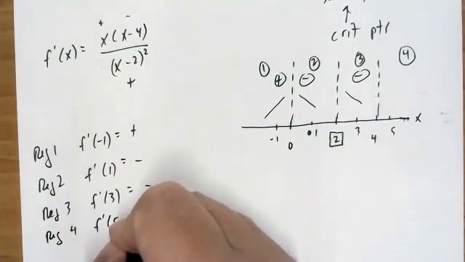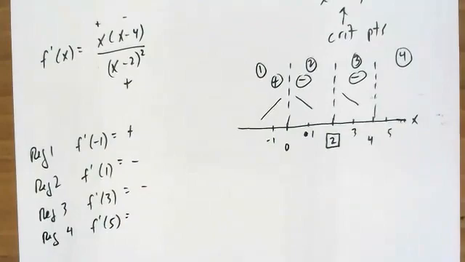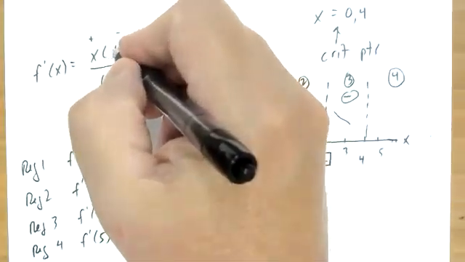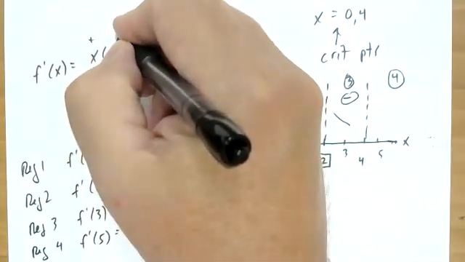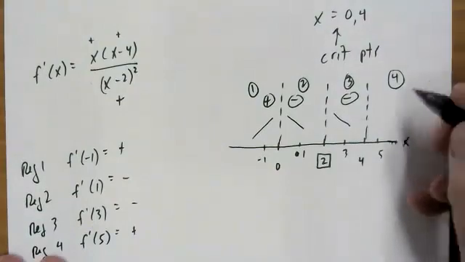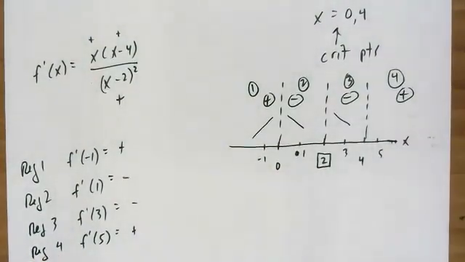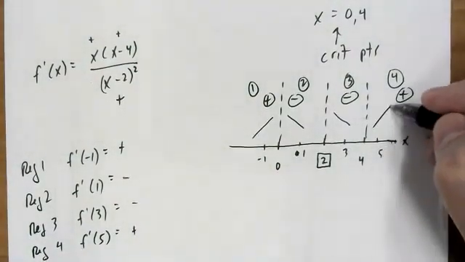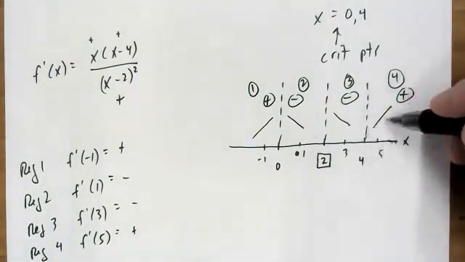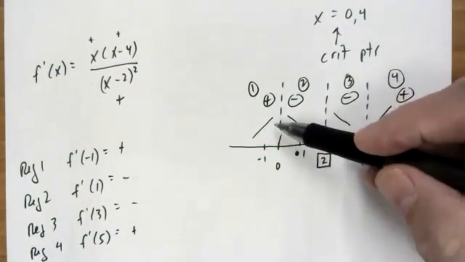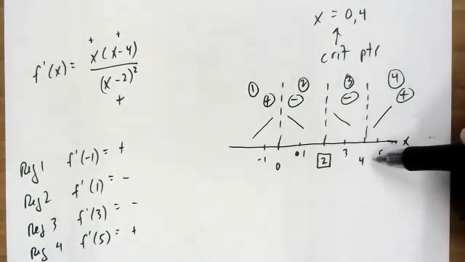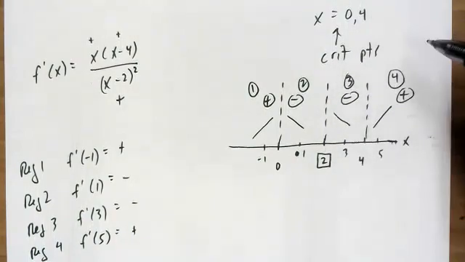And then finally for region 4, let's see what happens when x is 5. So I plug in 5 in my first derivative. So now the parenthesis 5 minus 4 is 1, so it's positive, and a positive here. So now region 4 is a positive region. And since x equals 4 is a critical point, looks like I have a minimum. So I have a maximum at x equals 0, a minimum at x equals 4. And I do have a vertical asymptote.